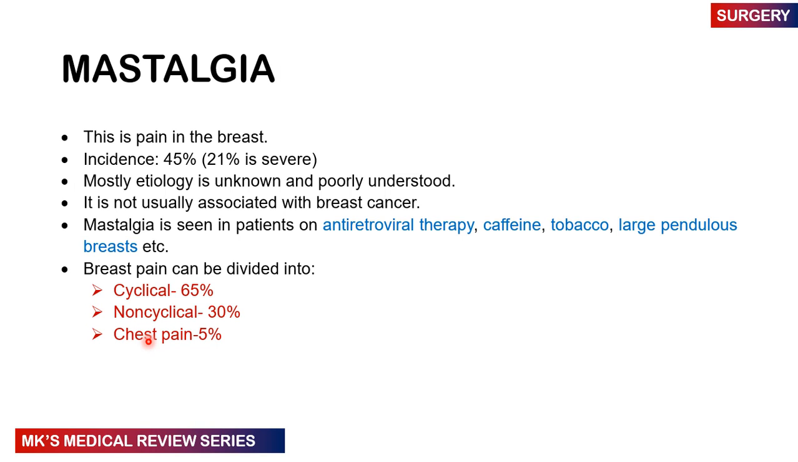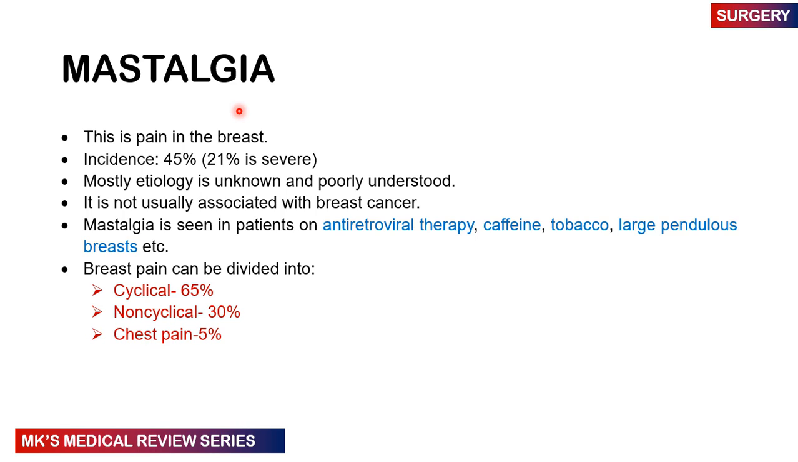So we'll begin with mastalgia. Mastalgia pretty much means breast pain. Remember, anything that's algia is pain. Arthralgia is joint pain, so mastalgia is pain in the breast. The incidence is about 45%, and 21% is actually severe.